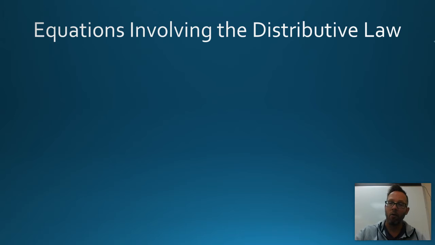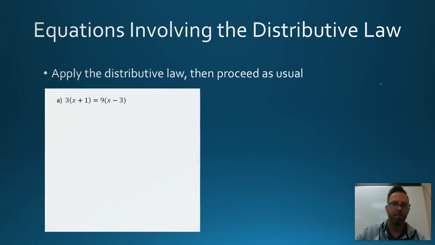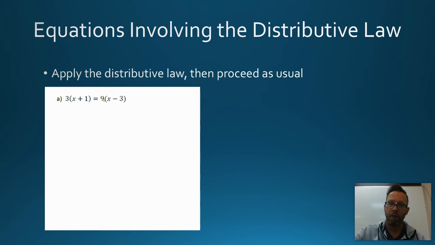Some more complicated equations will need further simplifying, like equations involving the distributive law. So here's the first example we're going to solve. And in this case, what we're going to do with this equation that involves some brackets is apply our distributive law and then proceed as usual. So we're going to turn this more complicated equation into one that we've solved before.